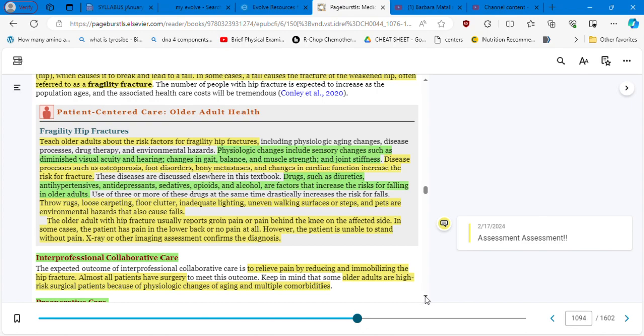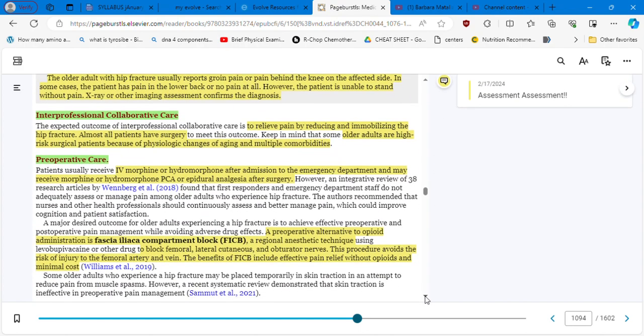Okay, assessment, assessment, assessment. Interprofessional collaborative care is to relieve pain by reducing and immobilizing the hip fracture. So those are the steps, right? We need to control the pain by reducing and immobilizing the fracture. Almost all patients have surgery, and older adults are high-risk surgical patients because of physiologic changes of aging and multiple comorbidities. We know that. Preoperative care, what are we going to do?